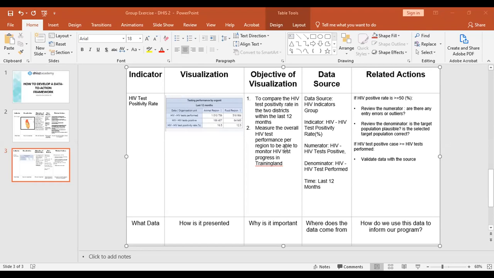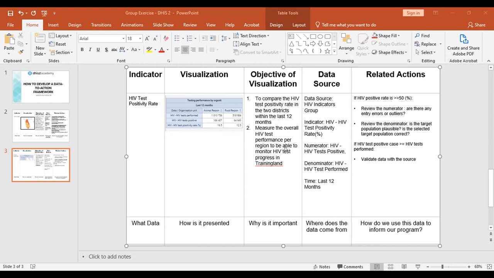The indicator that we have chosen is the HIV test positivity rate. So this is a bit straightforward. That's why our group decided to use tables to visualize this. The table is visualizing the HIV test positivity rate between two regions, the animal region and the food region, for the last 12 months. The objective of the visualization is first to compare the HIV test positivity rate in the two districts within the last 12 months period, and measure the overall HIV test performance per region to be able to monitor HIV test progress.